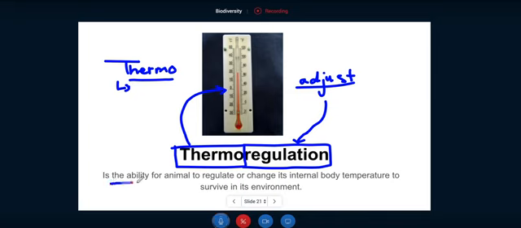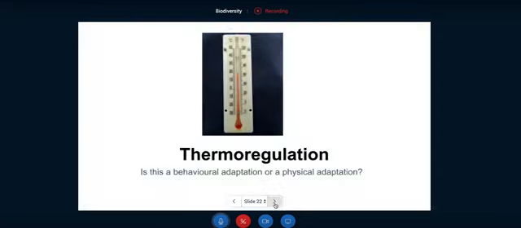Okay, so it says the ability for an animal to regulate or change its internal body temperature to survive in its environment. Now, I'm going to ask you the question: is thermoregulation a behavioral adaptation or a physical adaptation?